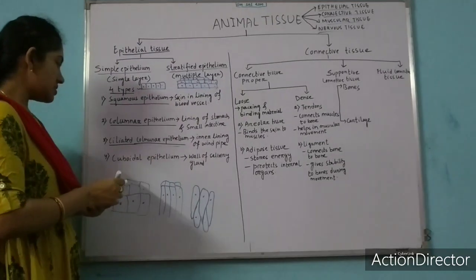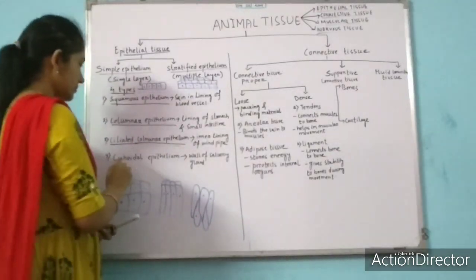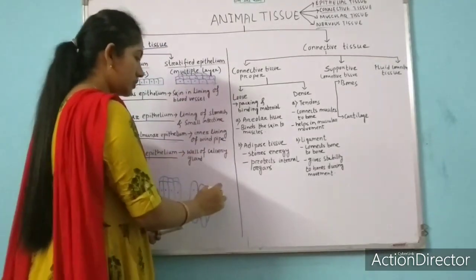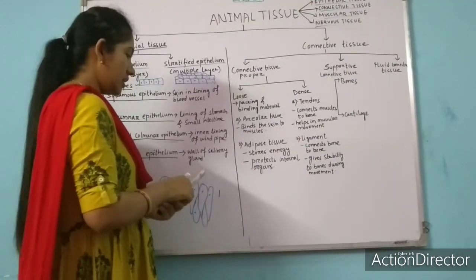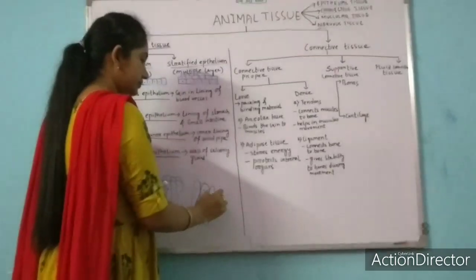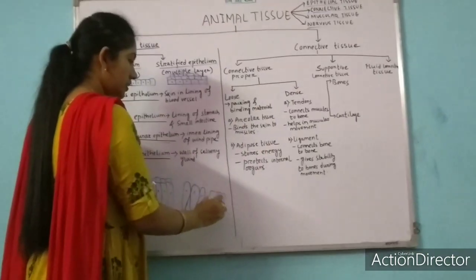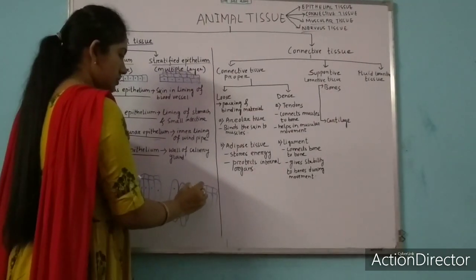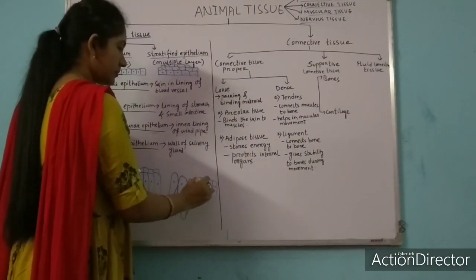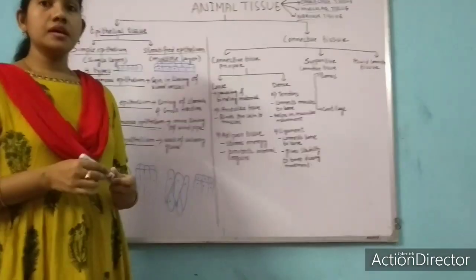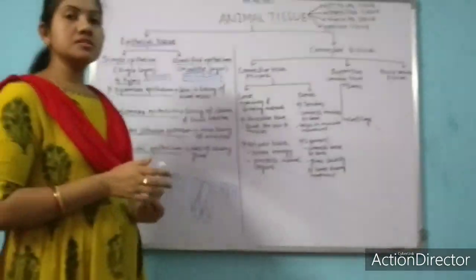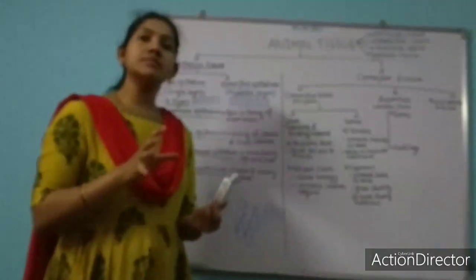The next one is cuboidal epithelium. As the name suggests, it is just like cubes. You can imagine an ice cube. These are cuboidal epitheliums. They are just like cubes. That's why the name is cuboidal epithelium, and they are present on the walls of salivary glands.